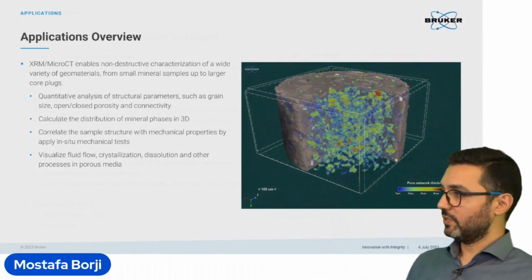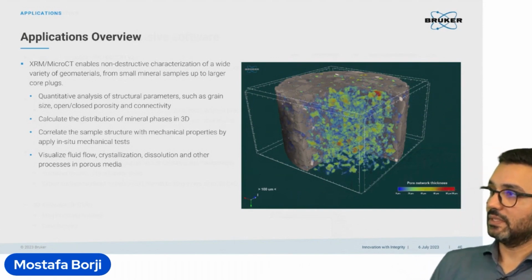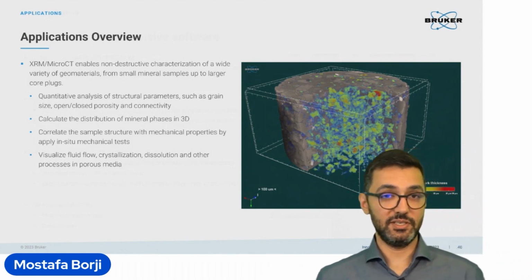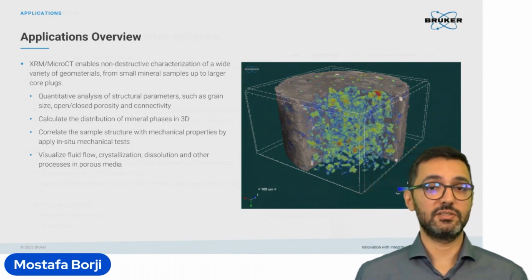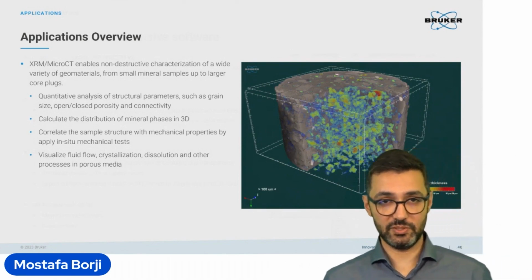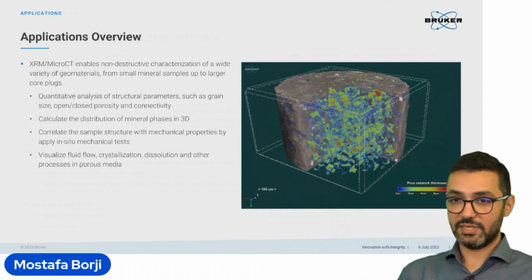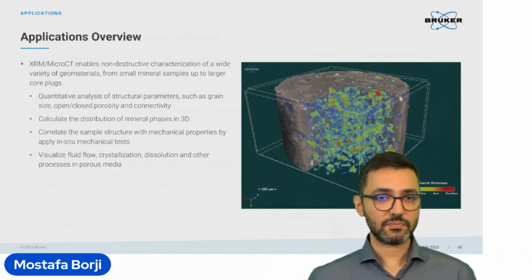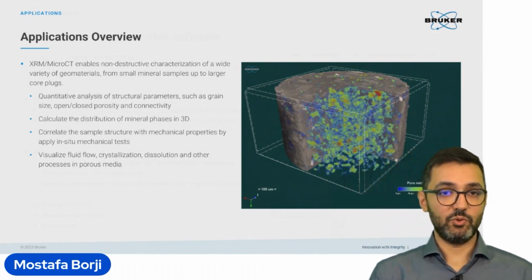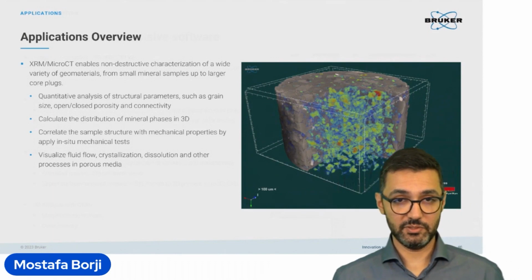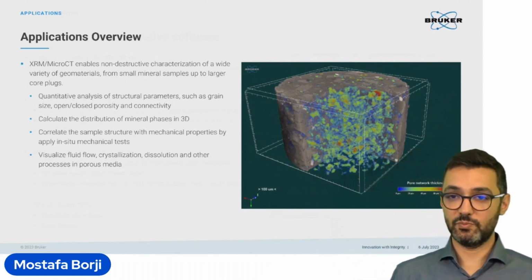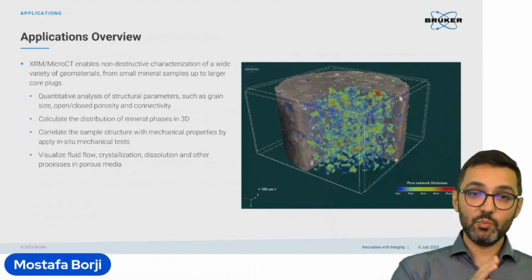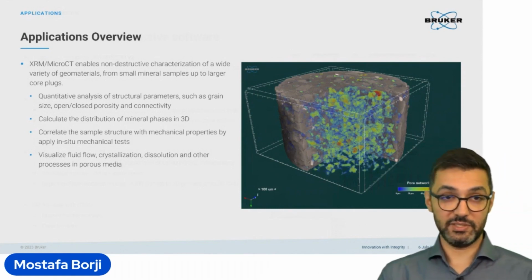So here we go for the application overview. We mentioned it already. X-ray microscopy, micro-CT, it enables us to do non-destructive characterization of a wide variety of geomaterials. We are really not that much limited by the size, so we can have these scans on different sample sizes. And as I mentioned, we can have also quantitative analysis on structural parameters, such as grain size distribution, pore size distribution, not only pore size, but we can also go for the open and closed porosity and the connectivity between them and so on.